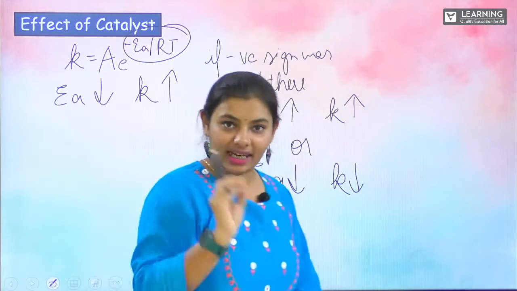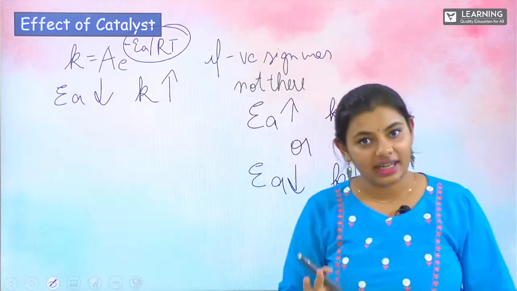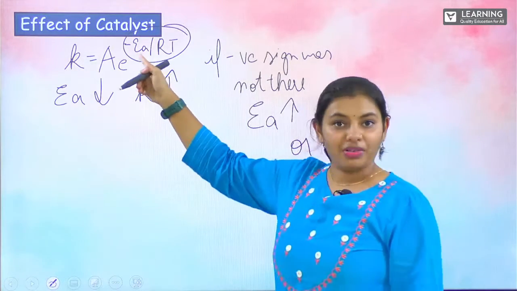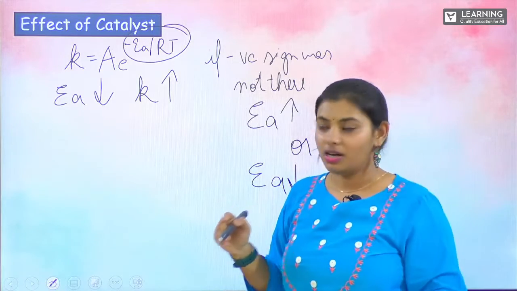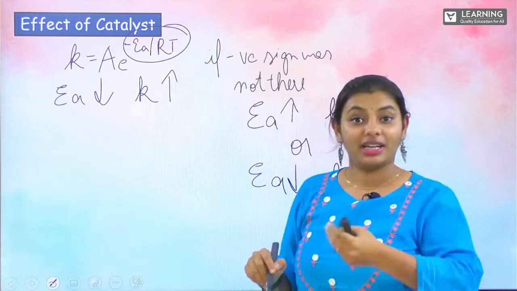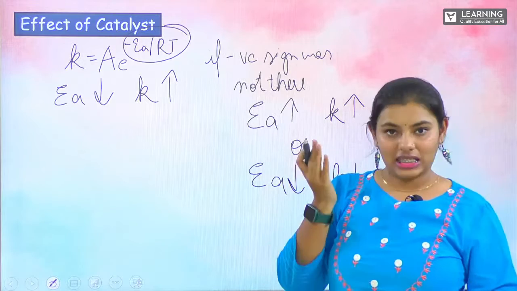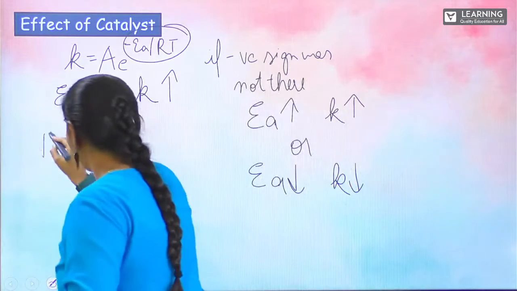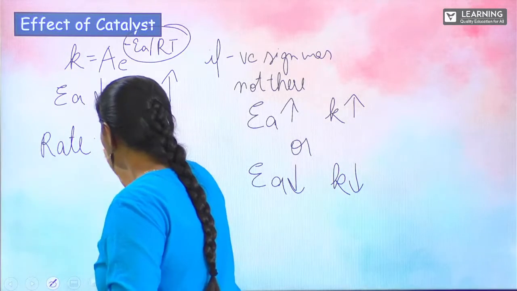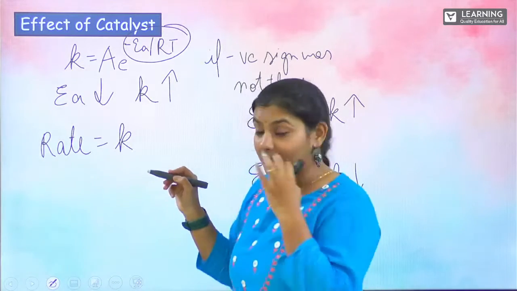But we know we have a negative sign over here. Just because there is a negative sign here, as the activation energy decreases much further, the rate constant also increases simultaneously. Okay, how can we write it in the rate equation? We know rate is equal to K, the rate constant.